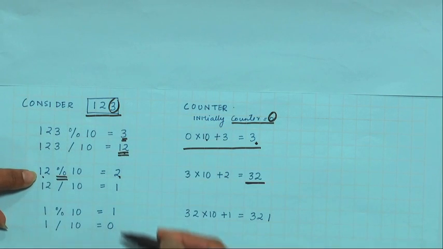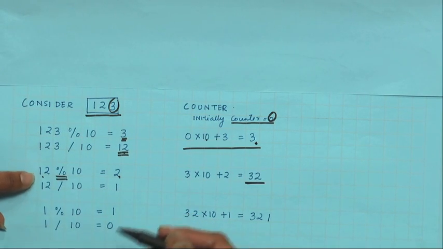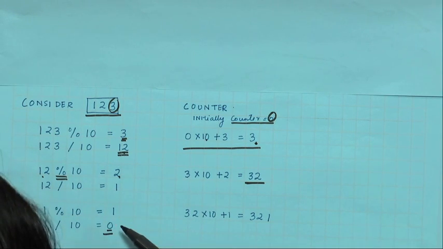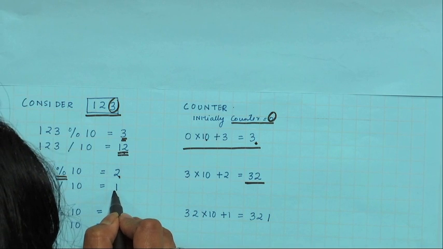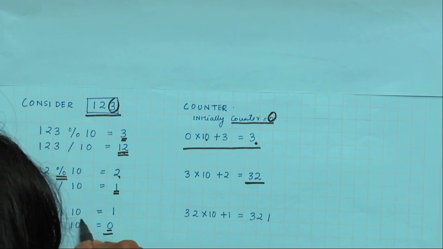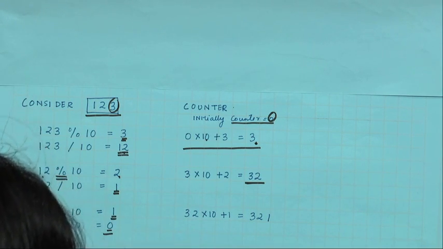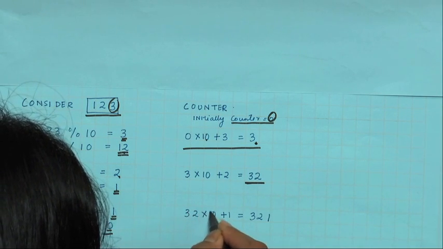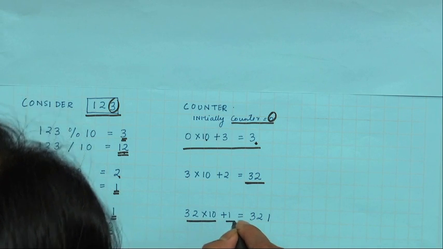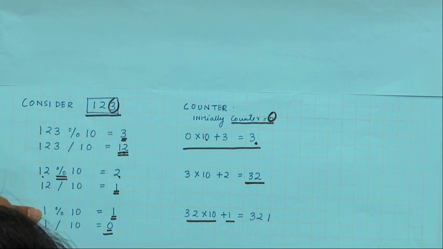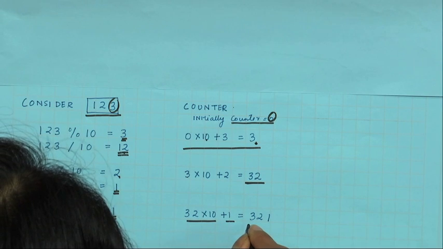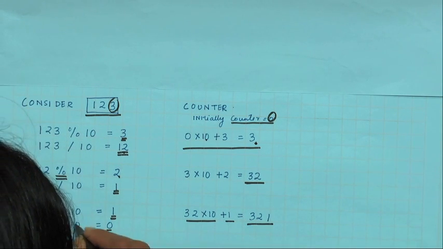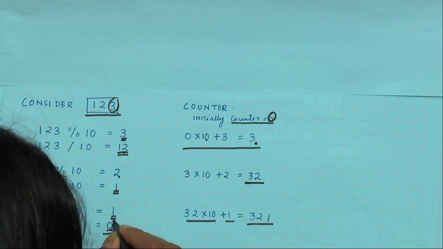Now how many times will you be doing it? Till you get a 0 quotient. So again for the next time, the quotient is 1. So 1 mod 10, it becomes 1. Initial counter was 32. Then we do 32 into 10 and add 1, and we get 321. Now 1 divided by 10 is 0. So we will not continue.